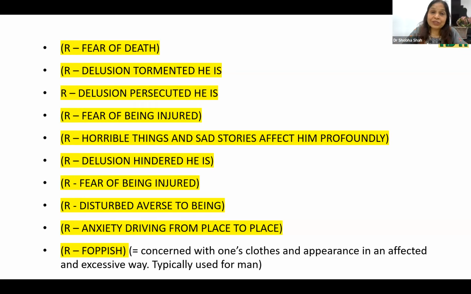One of my patients where I had applied foppish, his wife came and told me that they had a small child. What the wife said was, doctor, whenever we have to go for any wedding, once my husband is ready, he will not carry my daughter.